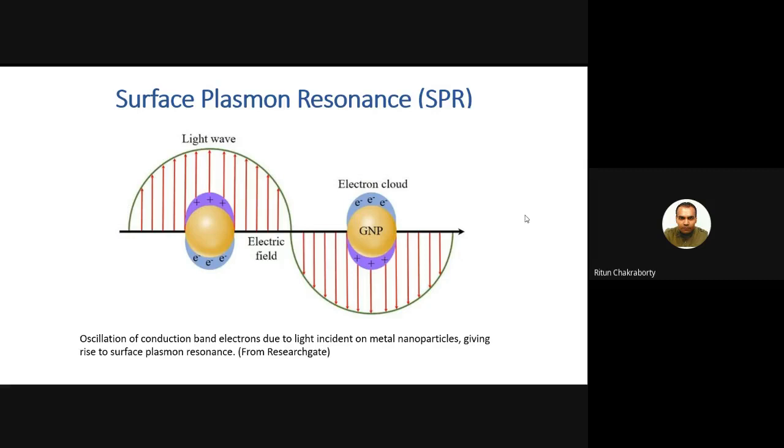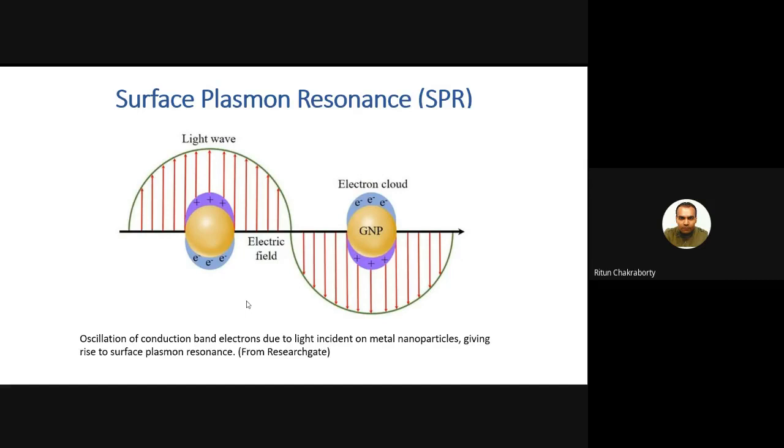In between we do a wavelength scan, and what happens at a particular wavelength? A particular wavelength means the resonant wavelength, or resonance. What does resonance mean? It is when the particular wavelength of electromagnetic radiation becomes equal to or matches the electron oscillations.